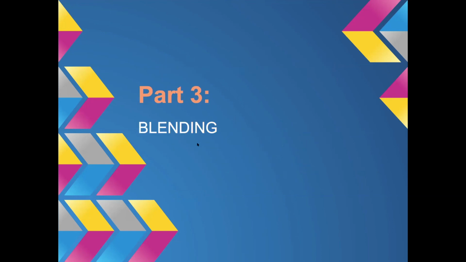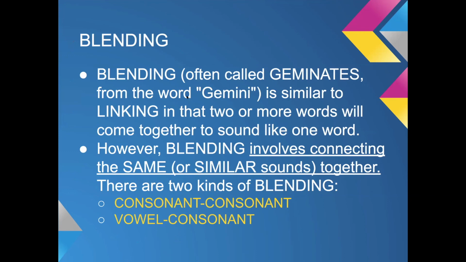Okay, now the final type of linking that we're looking at is actually referred to as blending. Now, blending, its formal name is called a geminate, which comes from the word Gemini. So if you know the word Gemini, it means like twins. It is similar to linking in that two or more words will come together to sound like one word. But blending involves connecting the same or similar sounds together. Now, in general, there are two kinds of blending, consonant to consonant blending and vowel to consonant.